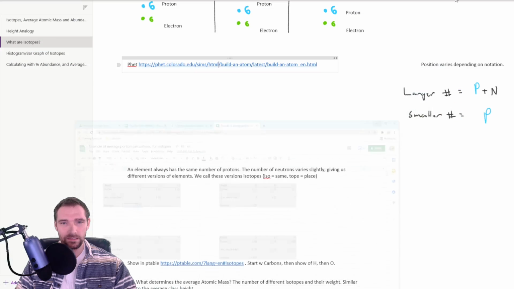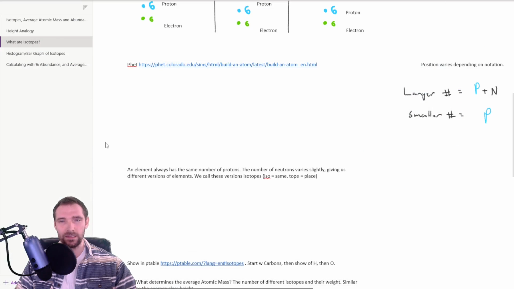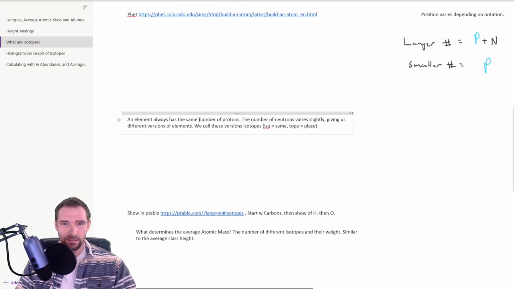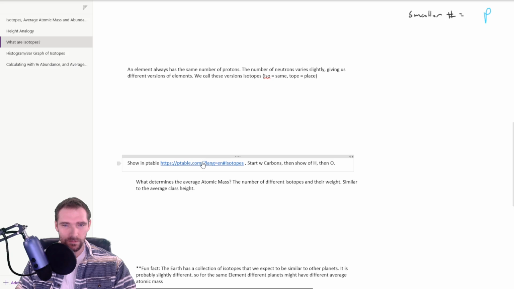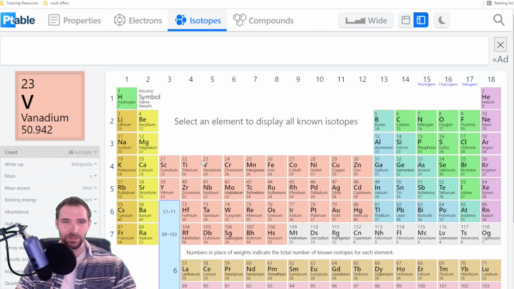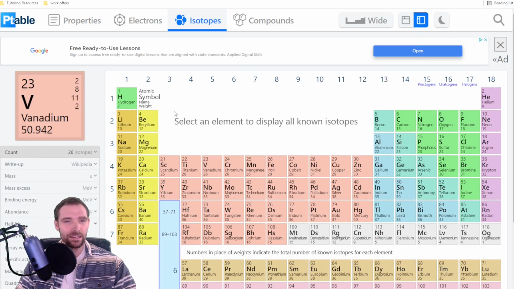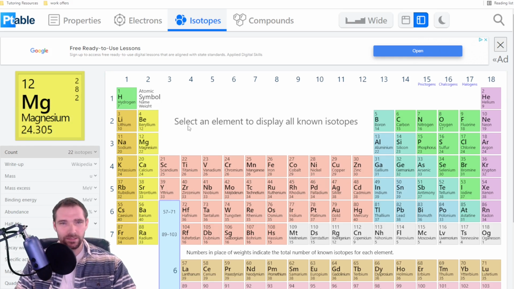So there's that PhET simulation, which is a good way to help you see the different isotopes. And the isotope should always be the same element, like carbon. Also, this is pretty sweet. Oh man, I really like this for just demonstrating what isotopes are.